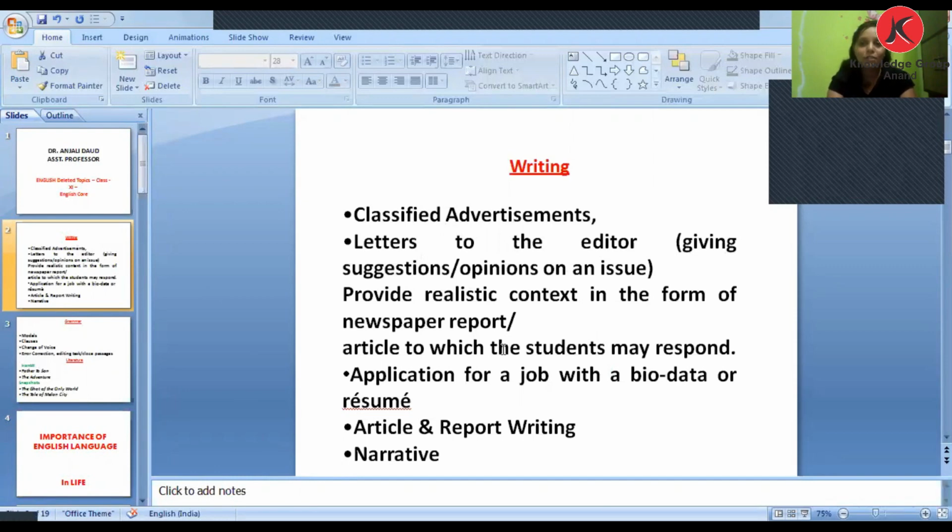So that is also a good thing for you. An article to which the students may respond, and the response to the article, are also not included in your syllabus. Now look at the application for a job with biodata and resume. In short, biodata and resume are not there. Then articles, report writing and narrative writing are also not there. So these are the writing skills topics, grammar sections and writing sections, that are not included by the MHRD.